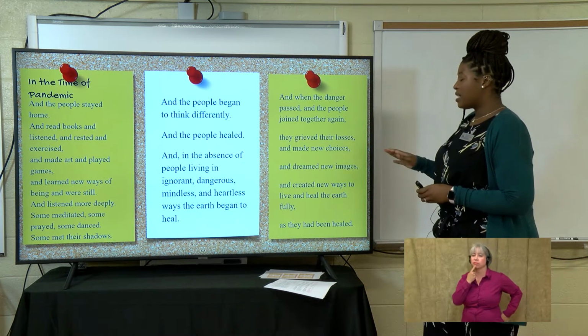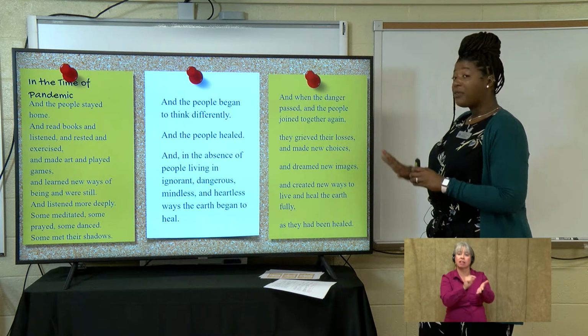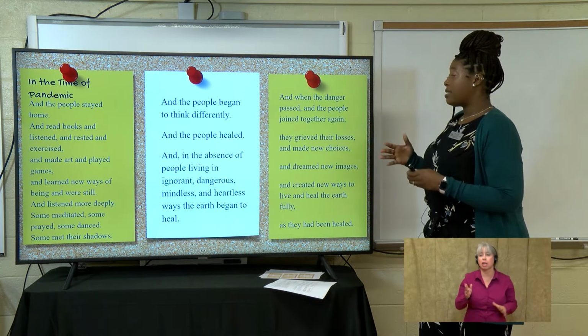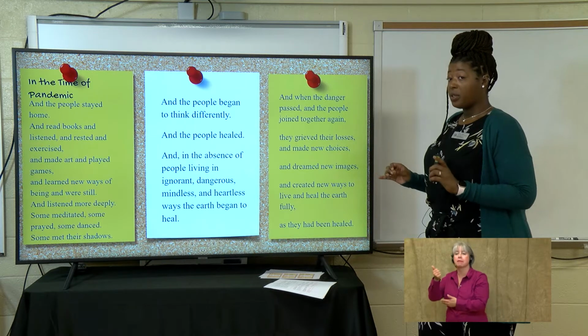So in this last section of the poem, what the author is saying is she's proposing that after the danger is over, when the danger passes, we'll be able to join back together as new and better people. How do we know that that is what the author is proposing?